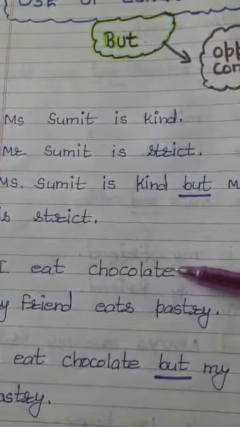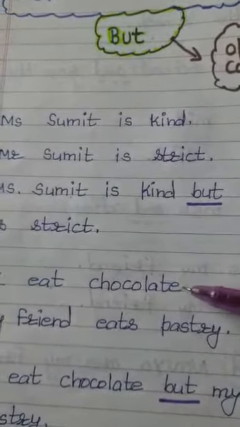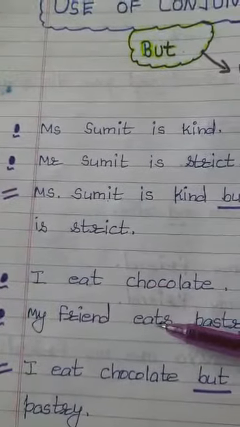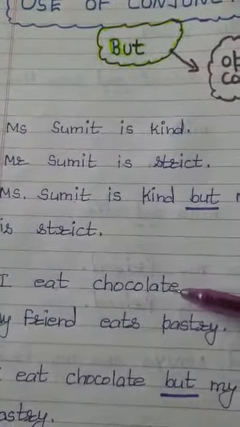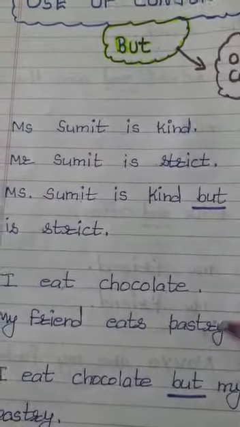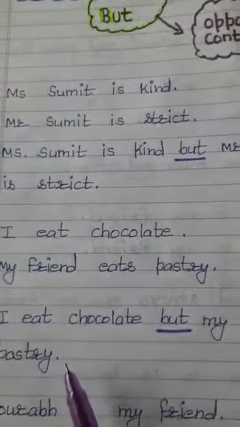Now again the different ideas are given here, the different contrast are given here. Both the persons are not doing the same thing. We are not going with the same thing. We are following the different ideas. I eat chocolate but my friend eats pastry.